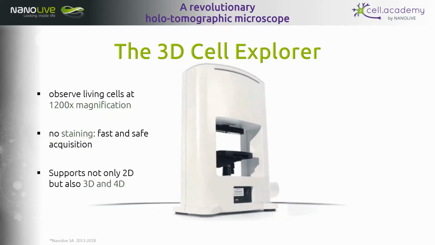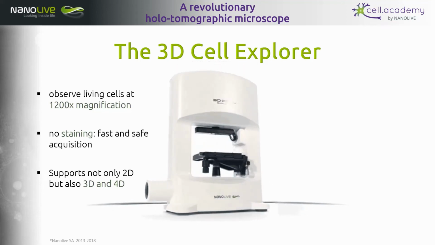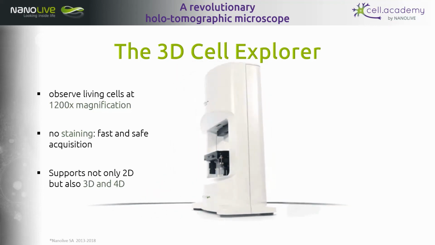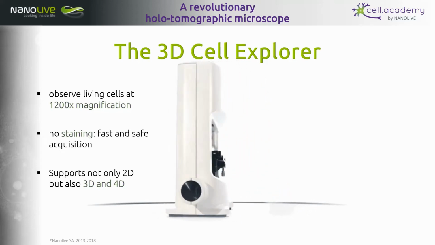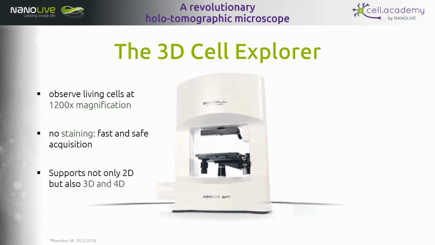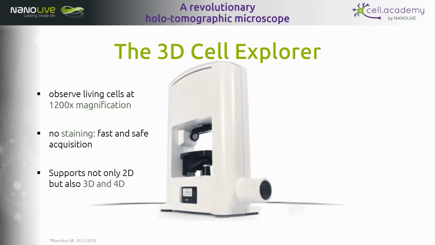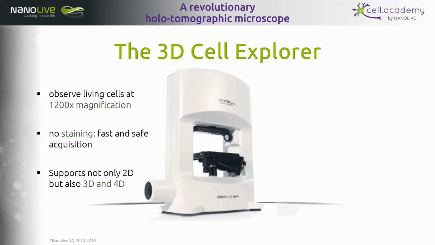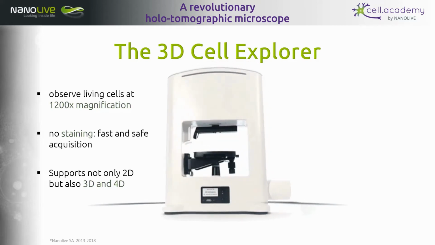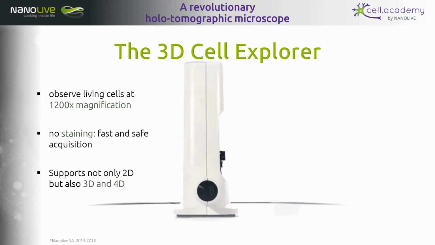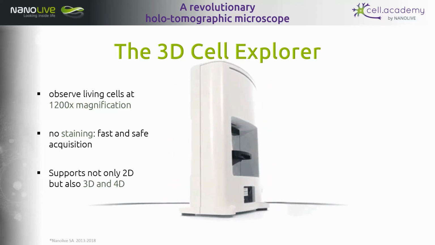So this is the 3D Cell Explorer. It's a holotomographic microscope, and it uses the physical properties of the cell based on the refractive index of the different organelles, and that's how we construct an image. And this image is at extremely high magnification. You can get it at 1,200 times, and the resolution is 200 nanometers. So you can just imagine the power of this microscope. A great advantage is that we can observe living samples since we don't apply any staining or any fixative agents.